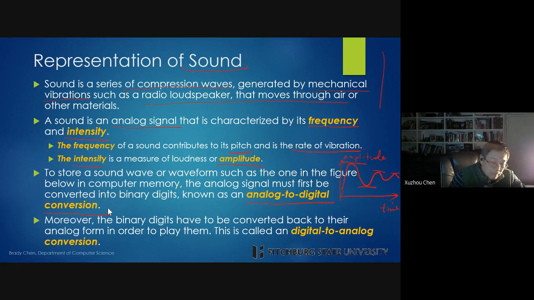Now, how can we do this? Let's take a look at the next slide. I will come back to this, because once you convert the analog sound wave to a digital representation, sooner or later, when you try to hear the sound again, you have to convert the digital back to analog.